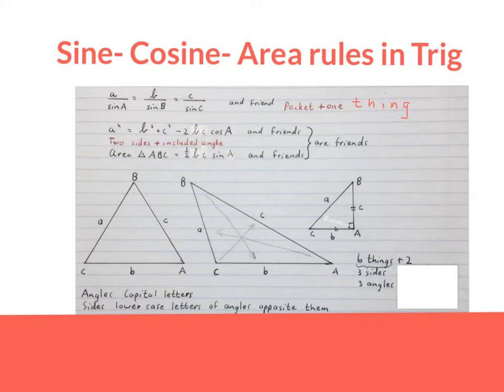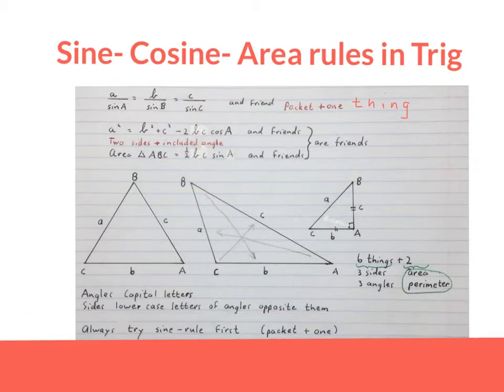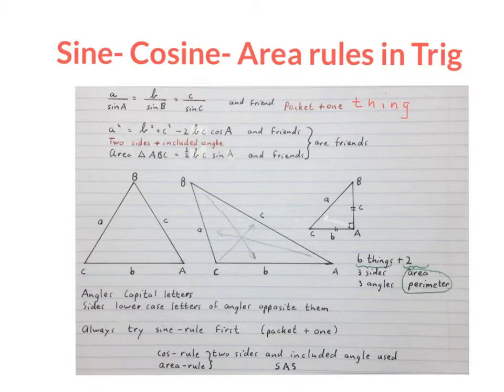Next, you must tell yourself there are 6 things plus 2 in a triangle. The 6 things: 3 sides and 3 angles. And for this video, I need you to know that there's area and perimeter in a triangle. Then remember, always try the sine rule first. Look for your packet plus 1. And again, when you use the cos rule or the area rule, you need 2 sides and an included angle to be used. Side, angle, side for some people.